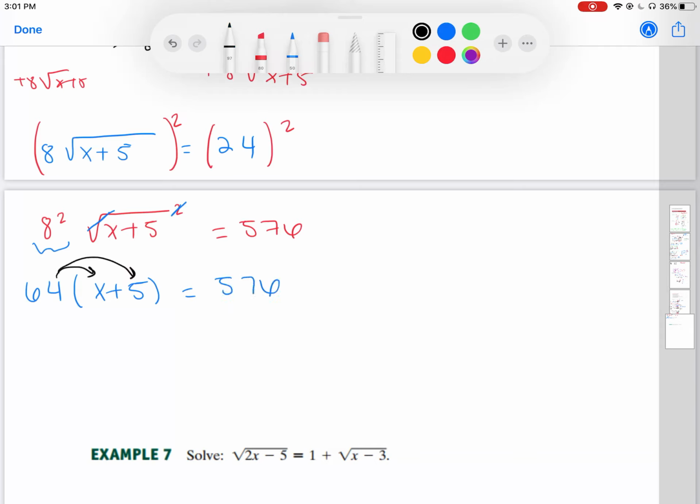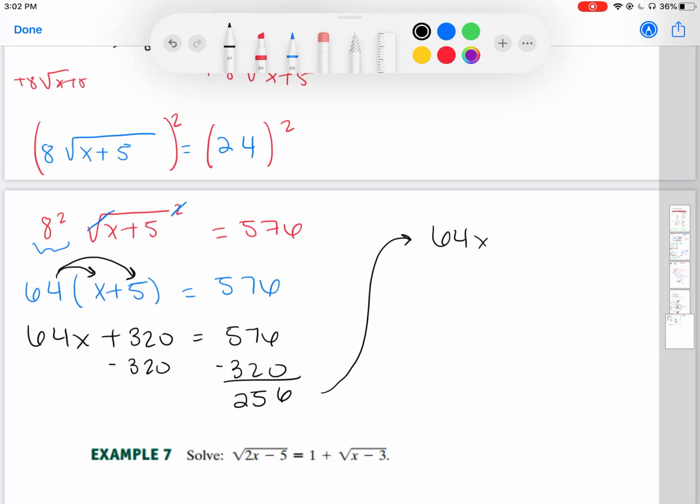Let's distribute this 64. So we're left with 64x plus 64 times 5, 320, equals 576. All right, let's go ahead and solve. So minus 320, minus 320. We're left with 64x is equal to 256. Let's go ahead and use our calculator. 256 divided by 64, we get 4.